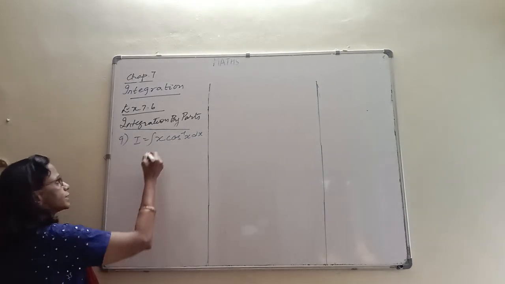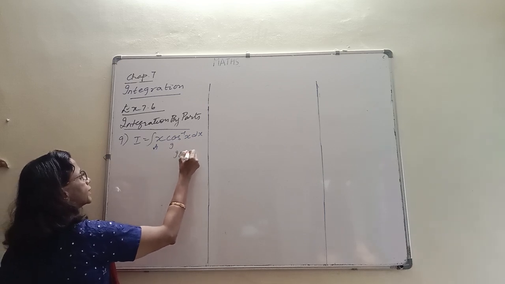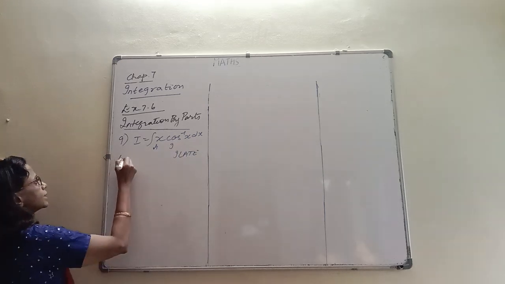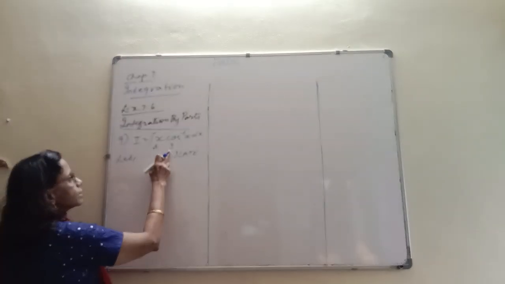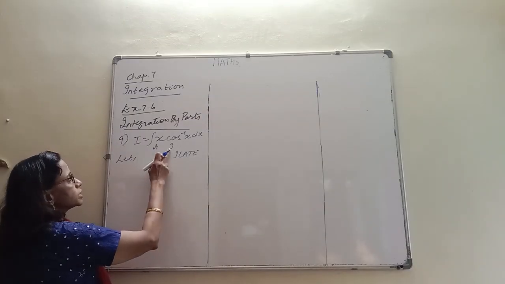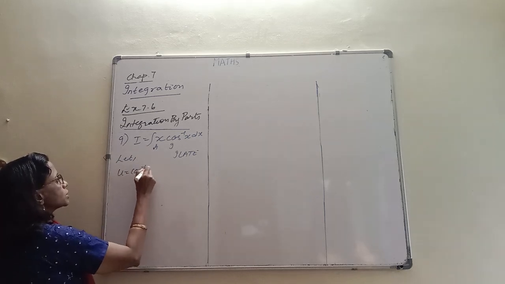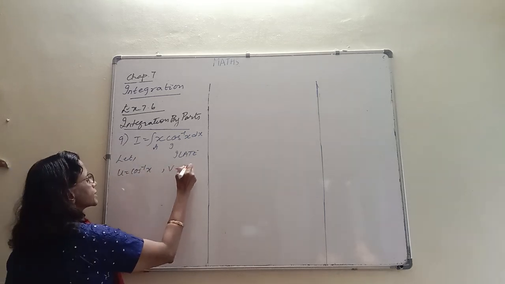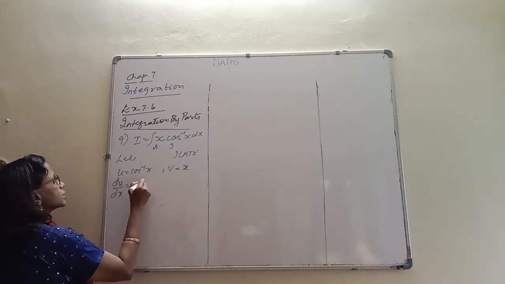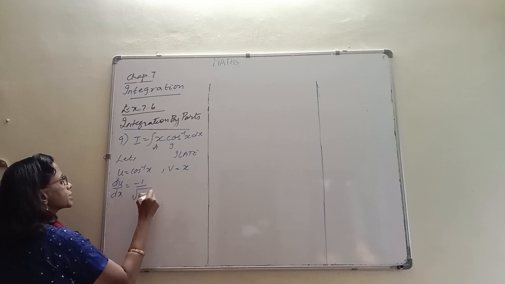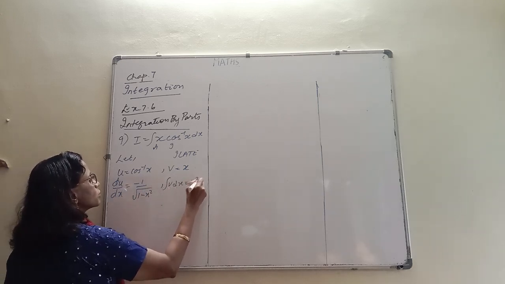As I told you, this is the algebraic function and this is the inverse trigonometric function, and we look at ILATE. So when we look at ILATE, let's allot u and v for these. Because I comes first, inverse comes before the algebraic function. So u becomes cos inverse x and v becomes x. Then we find du over dx, which is minus 1 over root of 1 minus x squared when we take the derivative. And integral of v dx we all know is x squared over 2.